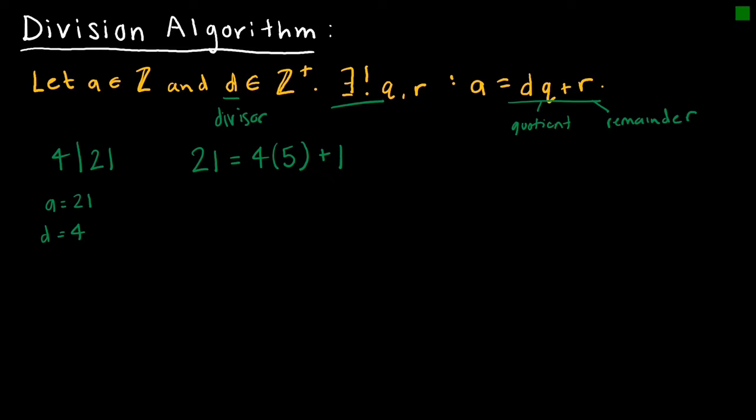Now, something that's important to understand is that 0 is going to be less than or equal to R, which is going to be less than whatever I've divided by. Because obviously, if I tried to do this 21 equals 4 times 4, then my remainder would be 5. And 5 is more than what I've divided by, so this would tell me that I didn't do this correctly. And so R has to be between 0 and D.